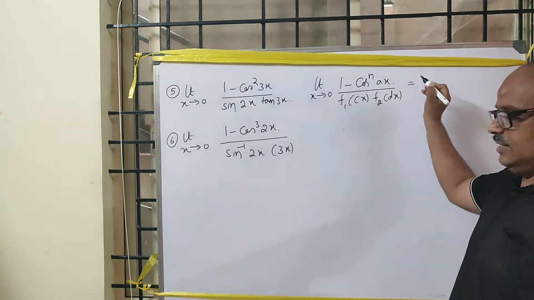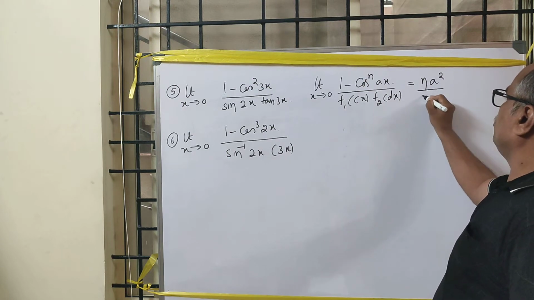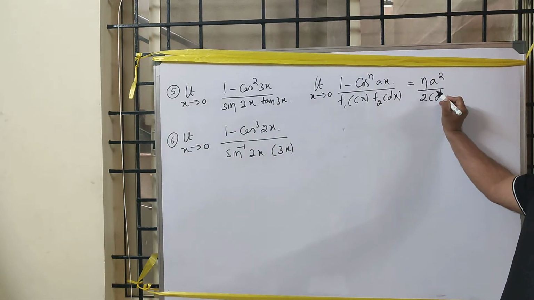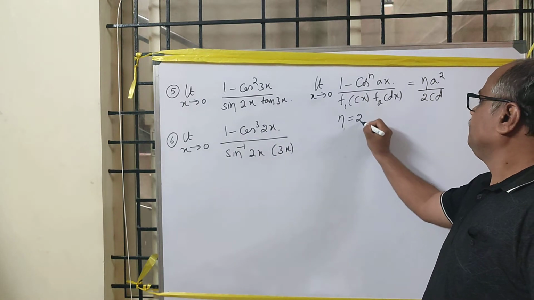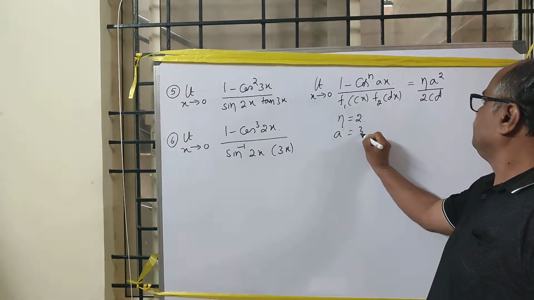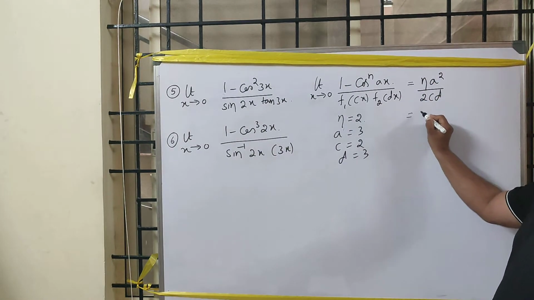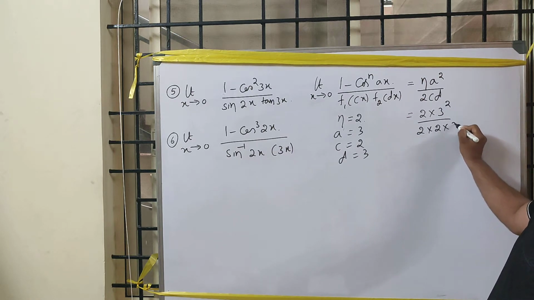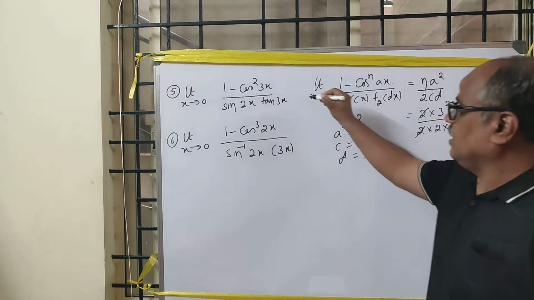The answer for this is, what is that? n into a square by 2cd. You have to remember this. The given problems are in the form of this. Here the value of n, this is the power, n value is 2, a value is 3, c value is 2, d value is again 3. Substitute here: 2 into 3 square, divided by 2 into 2 into 3. The 2s get cancelled, one 3 and another 3 cancel, so 3 by 2 is the answer for this.